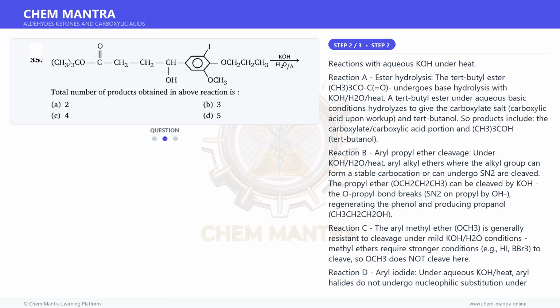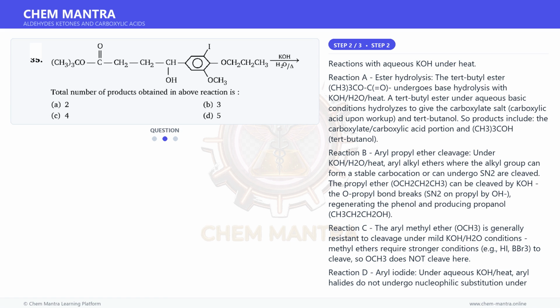Reaction B: aryl propyl ether cleavage under KOH, H2O, heat. Aryl alkyl ethers can be cleaved where the alkyl group can form a stable carbocation or can undergo SN2. The propyl ether, OCH2CH2CH3, can be cleaved by KOH. The O-propyl bond breaks by SN2 on propyl by hydroxide, regenerating the phenol and producing propanol, CH3CH2CH2OH.